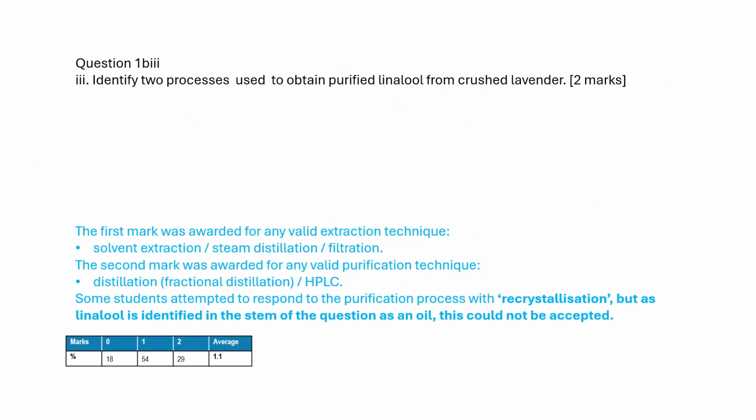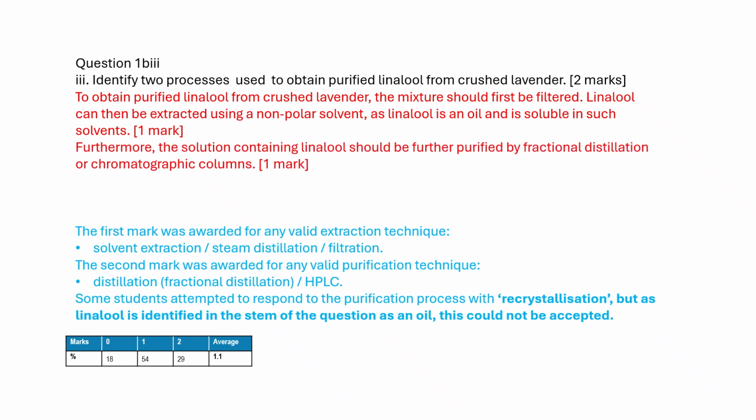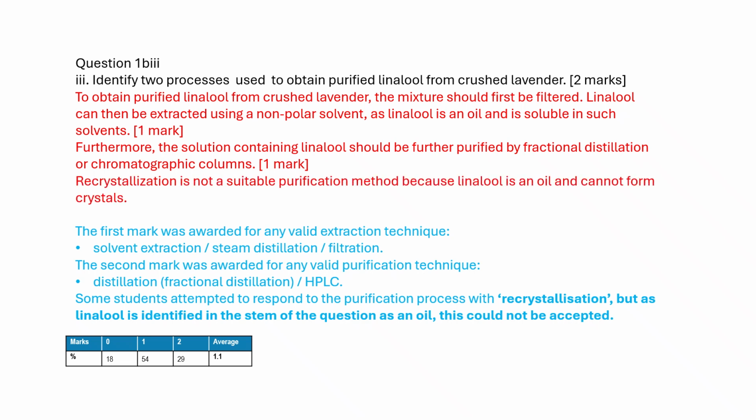To obtain purified linalool from crushed lavender, the mixture should first be filtered. Linalool can then be extracted using a nonpolar solvent, as linalool is an oil and is soluble in such solvents. Furthermore, the solution containing linalool should be further purified by fractional distillation or chromatographic columns. Recrystallization is not a suitable purification method because linalool is an oil and cannot form crystals.